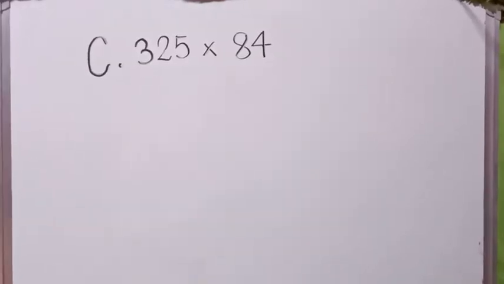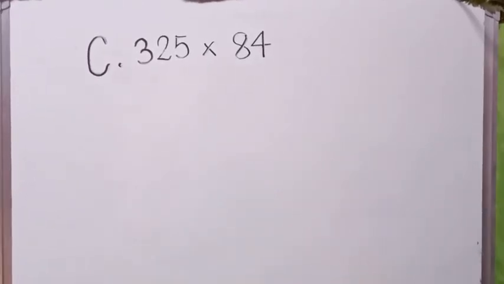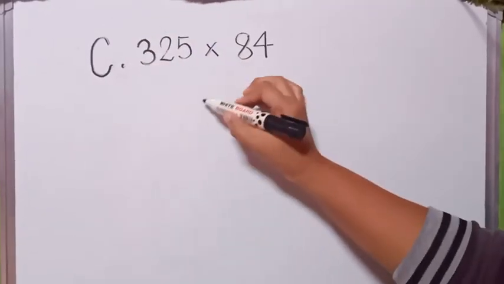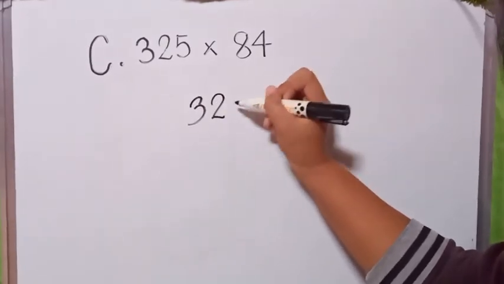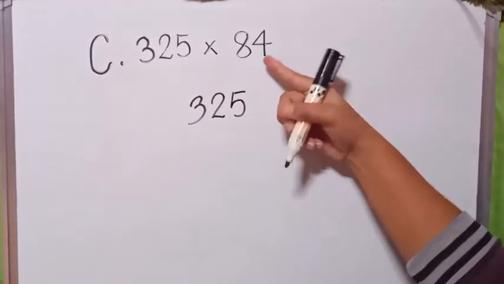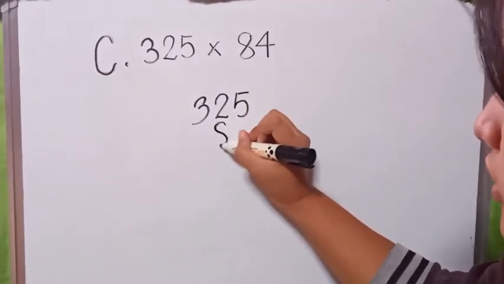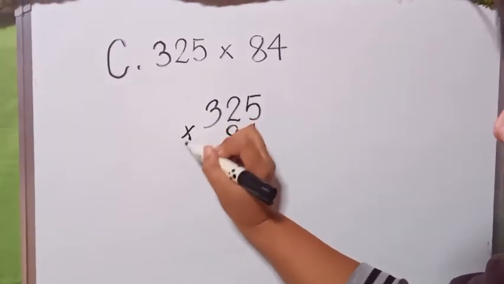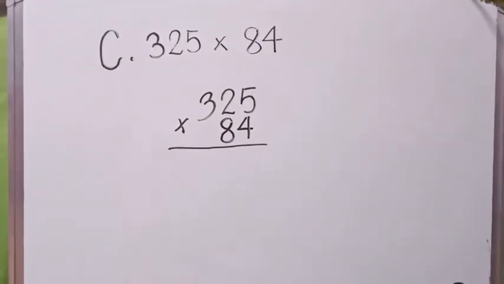So let's have letter C. We have 325 times 84. Again, always remember that 325 or your 3-digit would be on the top. So we'll write here 325 and your 84 would be at the bottom, which is 84. Okay? Now that we are done aligning them, we can now simply multiply them with the correct process.